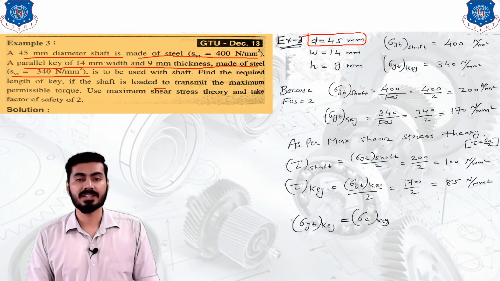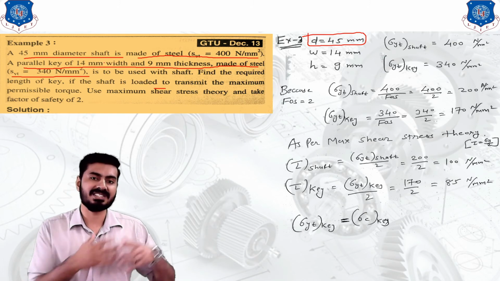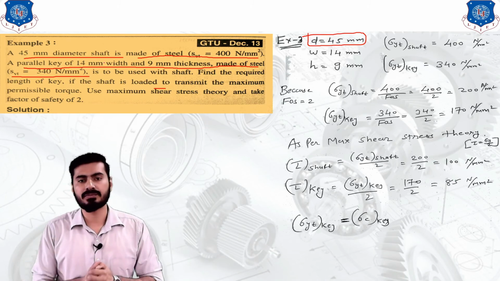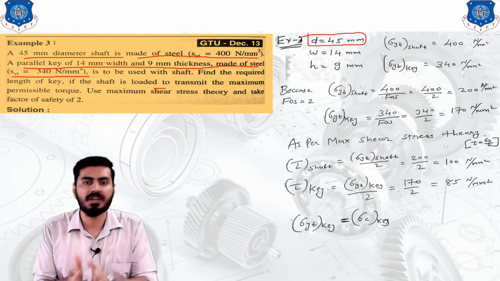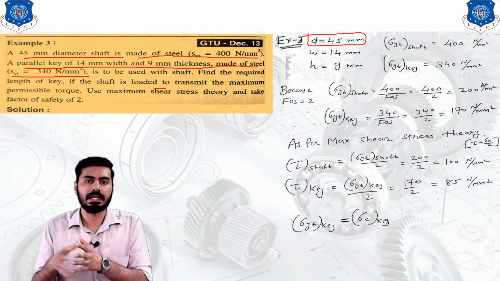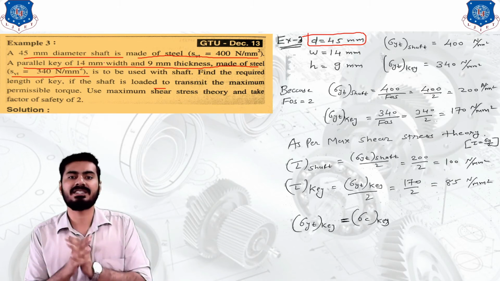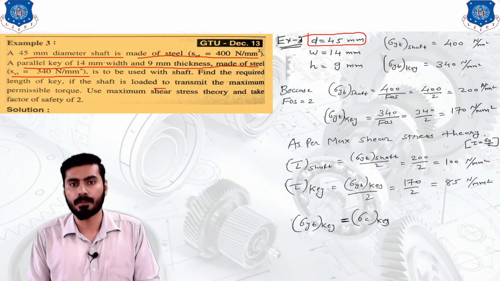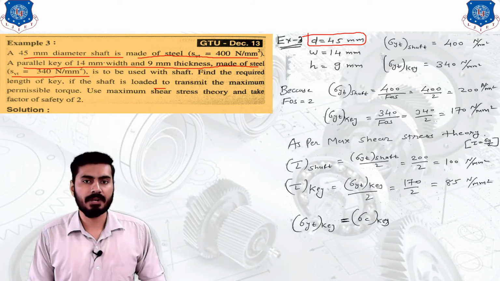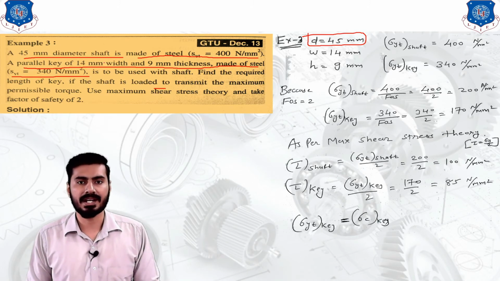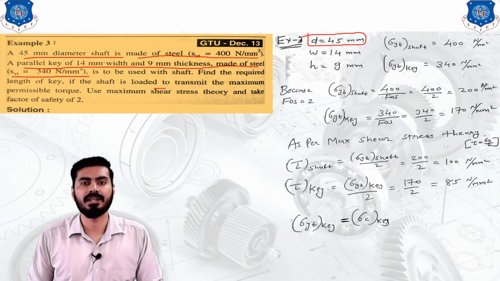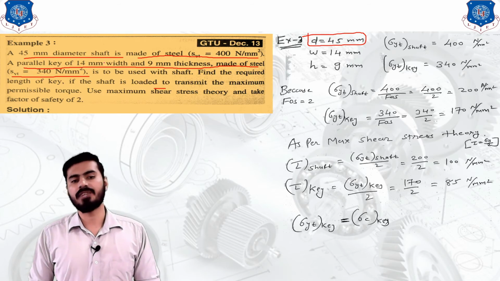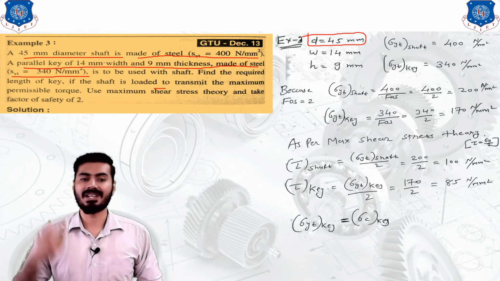Mark these words, because they have provided a material for the shaft different from the key. So if you are calculating the stresses, you must calculate a different stress for the shaft and a different stress for the key. You will have to understand this basic concept regarding stress when the materials are different for different components. The material for the shaft is different from the key in this particular example, so notice that difference. The key is to be used with the shaft, and our intention is to find the length of the key.